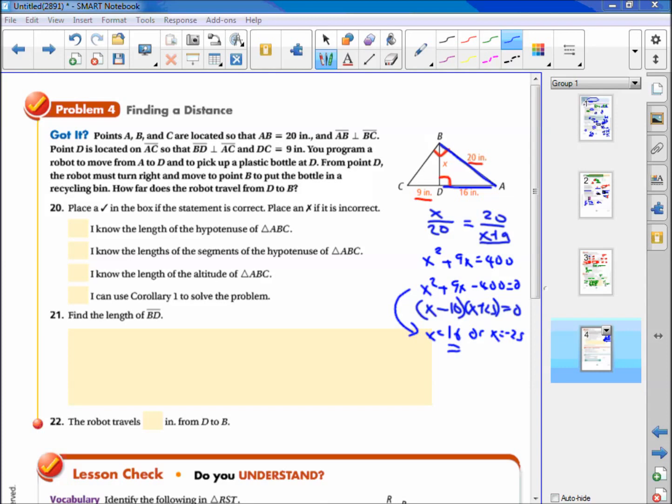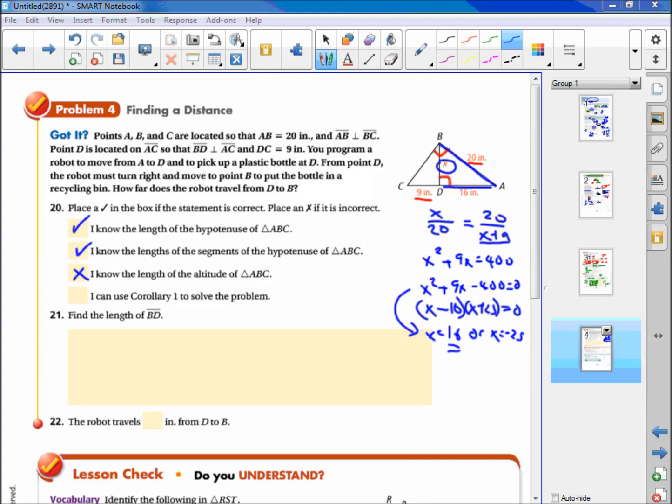Okay. All right, so we know the 16 part, and we want to find from D to B. So that's what we're looking for, this piece, this x here. Okay, so let's put a check on all the stuff we know. So I know the length of the hypotenuse of ABC. This is a check. It should be 25 long now. We did not know that before. I know the lengths of the segments of the hypotenuse of ABC. This is a check. They are 9 and 16. I know the length of the altitude? No, we don't know that.